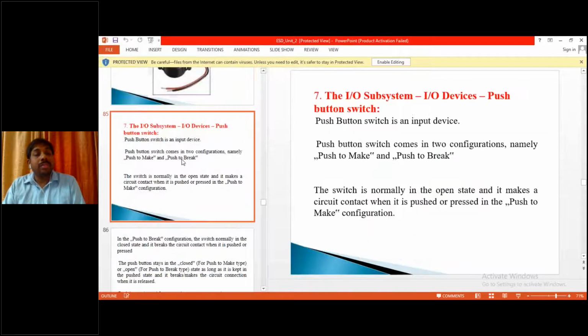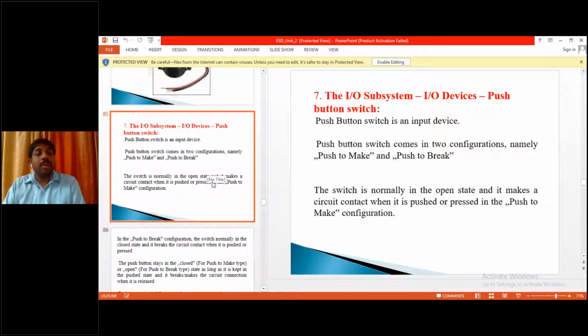And the last IO subsystem is a push button switch. It is an input device. If you push to make, push to break, these are the two configurations of push buttons. A push button is available as a push to make or push to break.